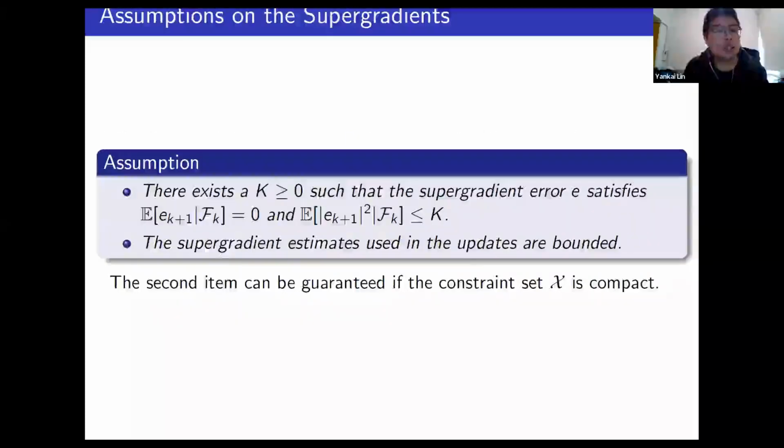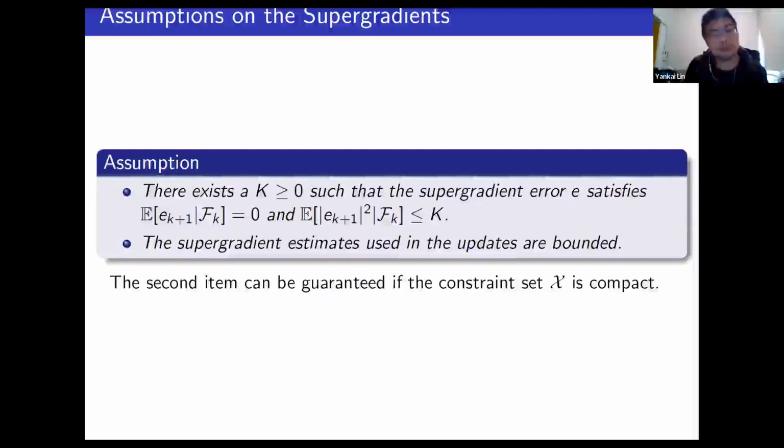So lastly, the assumptions on the supergradient errors. It's a quite standard assumption here. We assume that the supergradient error satisfies these two inequalities. It's zero mean and has bounded variance by this constant k. And we're also going to assume that the supergradient estimates used in the updates are bounded.